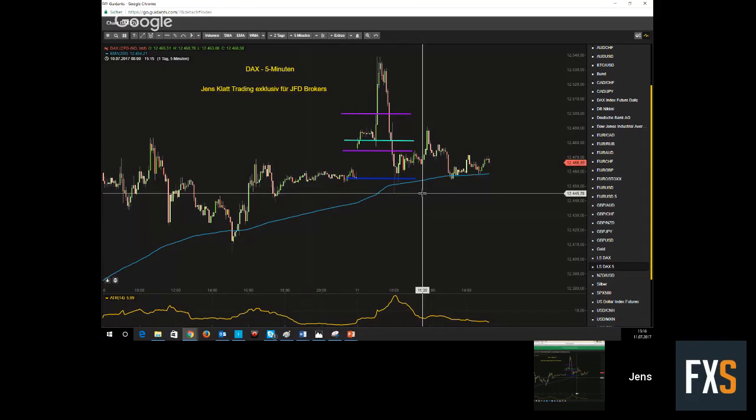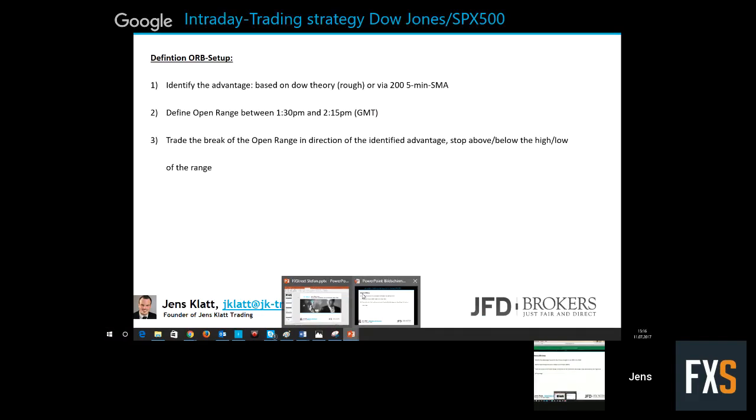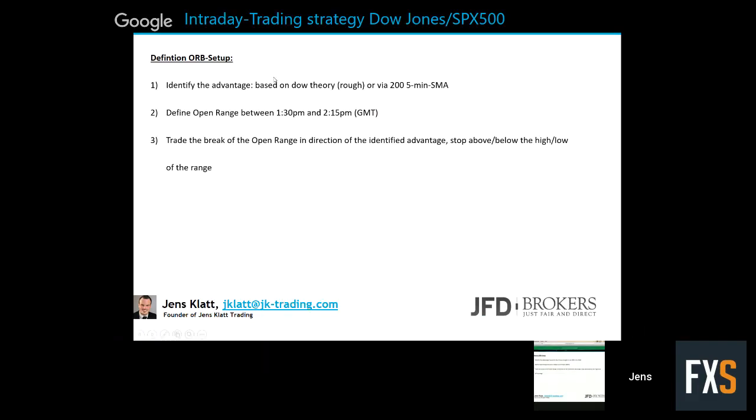So if you combine all this, you can already get a certain feeling of what I'm talking about when I'm talking about this discretionary touch here. But the overall setup is something for the Dow Jones and S&P in this case, where I define an open range between 1:30 p.m. and 2:15 p.m. GMT. So if I look at the MetaTrader 4, then it's 2:30.